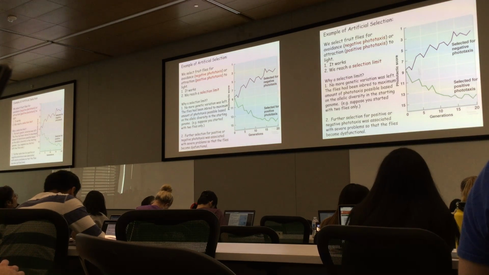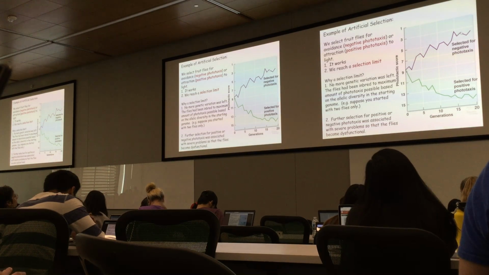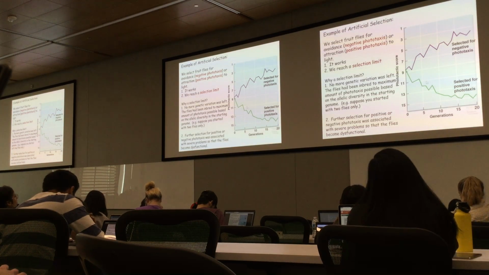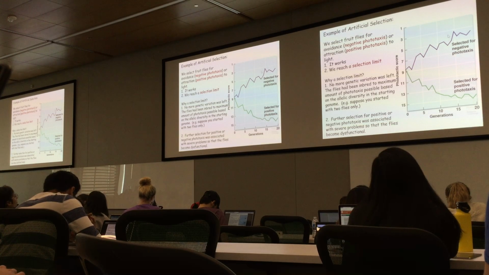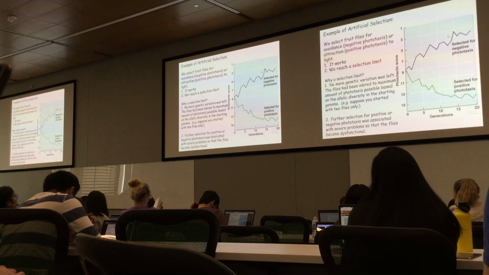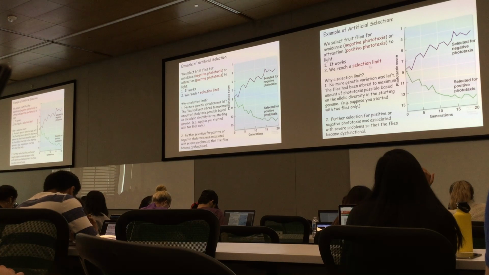You have a whole bunch of alleles at the beginning, but now you've kind of purified or selected for those alleles that cause this trait. So these flies and these flies are kind of filled with the alleles that determine positive and negative phototaxis. So it works. It's a kind of purification process. We reach a selection limit. That's another thing that we see.